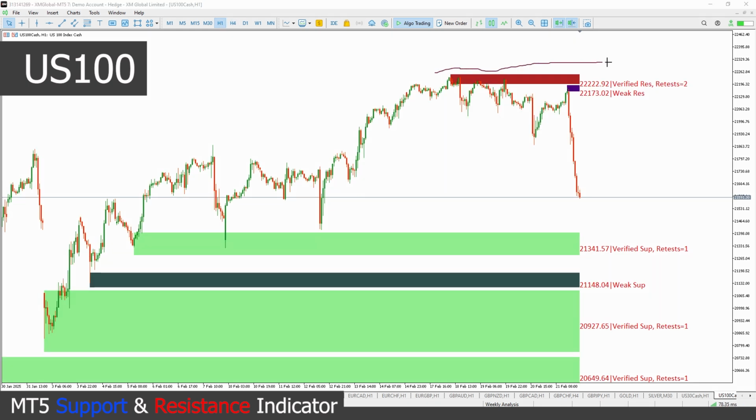This one right here was a verified resistance, retested twice. It means the price came down, then went back up like this. This weak resistance means we are coming down in a downtrend, then we go back up, then it bounced from a lower level right here.